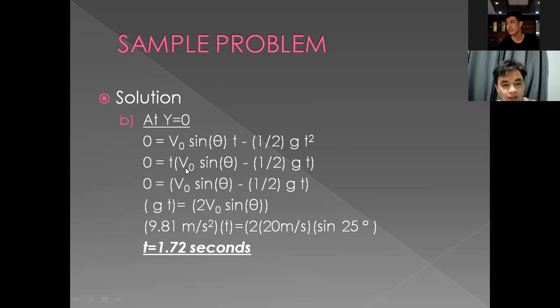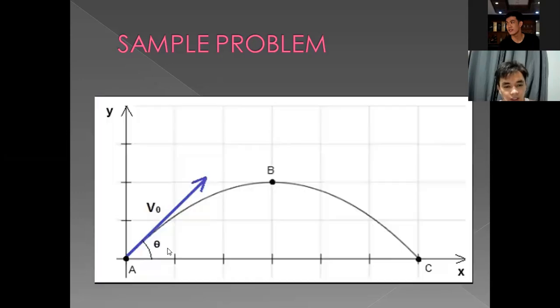So, yung time natin is makukuha natin dito. Divide natin both sides by t, magiging 0 equals initial velocity sine theta minus 1 half gt. Then, ililipat natin to sa kabila. Then, divide both sides by g, which is 9.81. Ang time na na-take niya from A to C is equals to 1.72 seconds. So, from A hanggang C, nag-take siya ng 1.72 seconds.